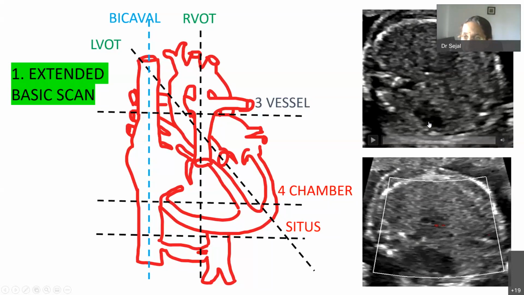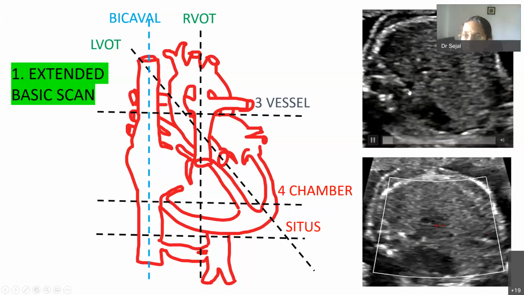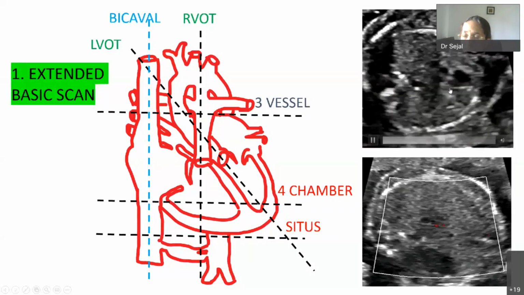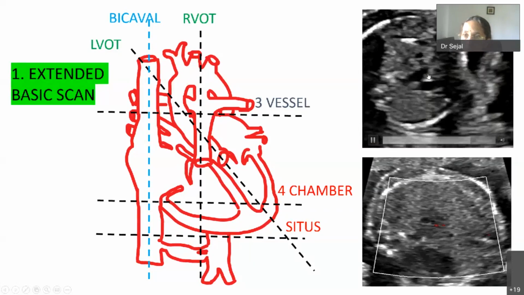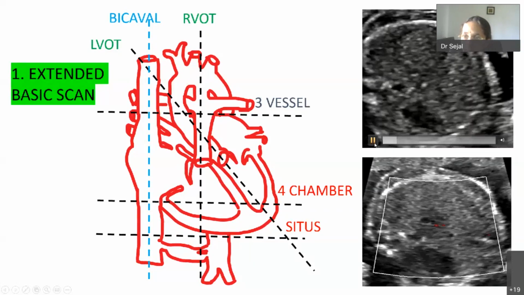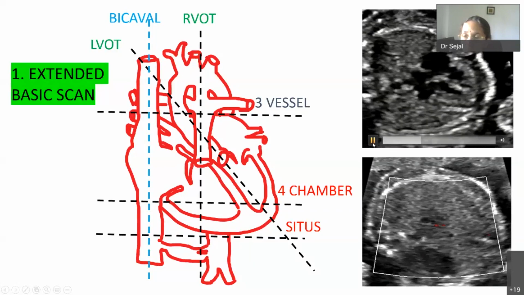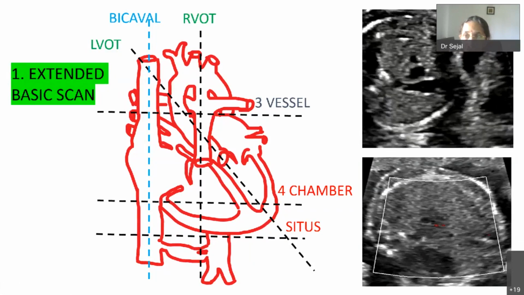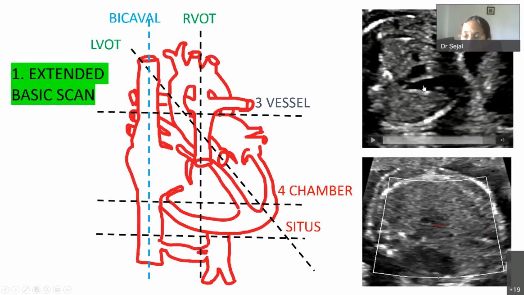So now let's start understanding. This is the stomach bubble. This is the aorta and that's the IVC. You open up the heart. That's the 4-chamber view. And this was the 3-vessel view. So in this particular sequence, we are seeing the situs, the 4-chamber, the outflows, and the 3-vessel view. So this is the 3-vessel view.